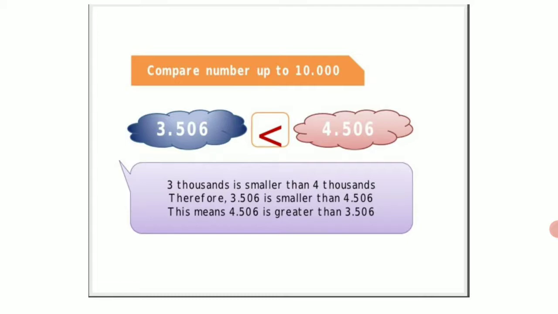Now children, how to compare a number? When we compare numbers, we are comparing numbers up to 10,000. See children, here you are seeing two numbers. The number on the left hand side is 3506 and the number on the right hand side is 4506.